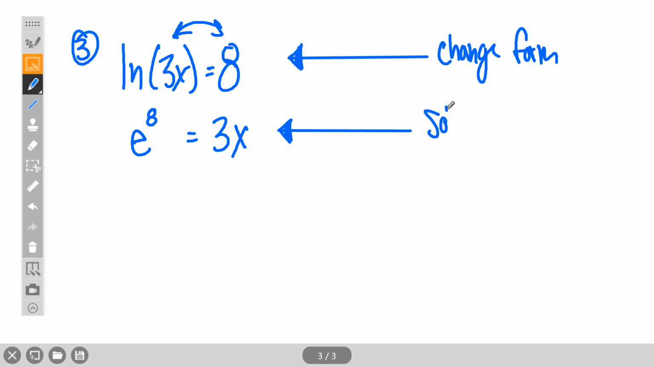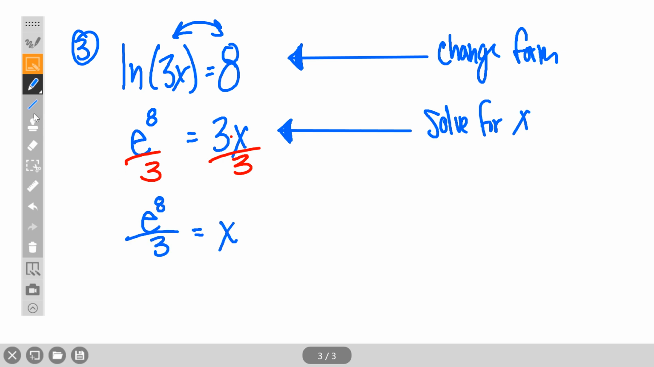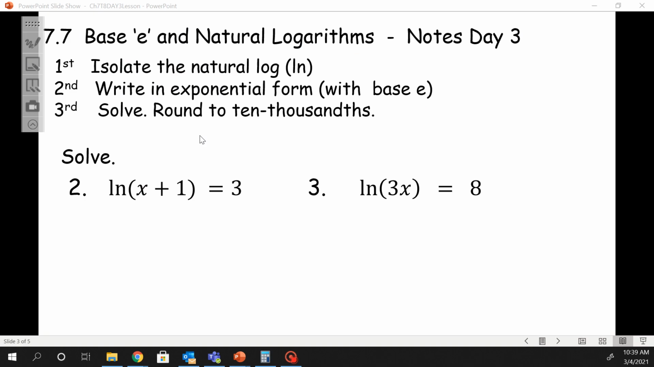Then we can solve for x, of course, because x is not by itself, and we need x to be by itself. It's currently being multiplied by 3. We can get rid of multiplication by 3 by dividing by 3. We get e to the 8th power over 3 is equal to x. And once our variable x is by itself, we now have something that we can put into the calculator to give us an estimate of the value. So we'll do e to the 8th and divide that by 3.